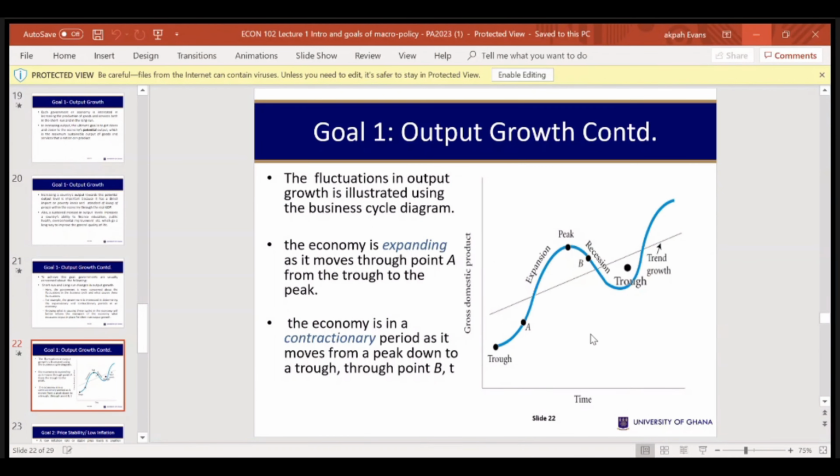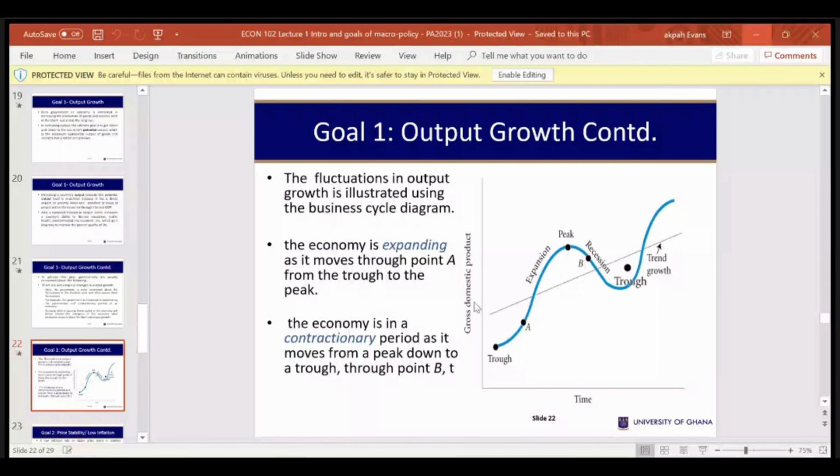So the fluctuation is here. This is the business cycle. You don't see any country that has a straight line like a linear graph. It goes up and down. The lowest part of it is called the trough. If it is expanding, we call it expansion, and the highest point before it starts reducing is the peak. So we have the trough and the peak. We have the expansion, where the economy is expanding, then the recession, then we come to the trough.